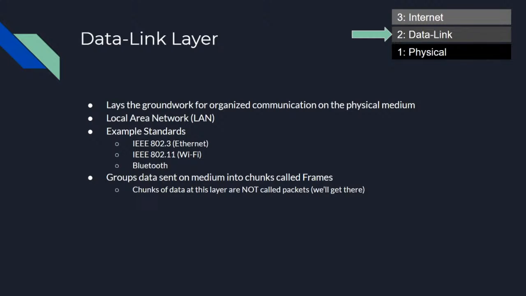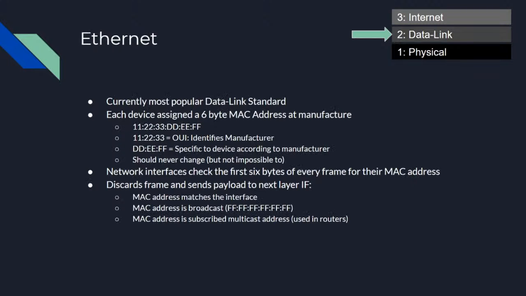Data link pieces of data are called frames, and so let's talk specifically about Ethernet frames. This is currently the most popular data link standard, mainly because Ethernet is everywhere. And you'll notice Wi-Fi and Ethernet are kind of similar. Wi-Fi has some extra stuff to deal with wireless and all that.